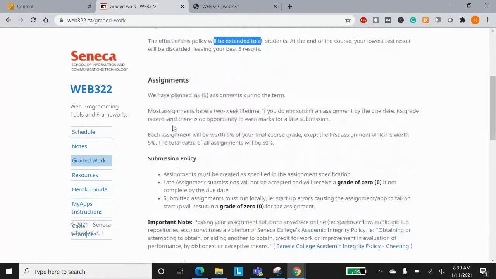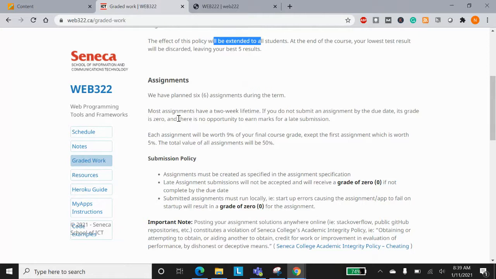Okay, so of course this will be for all students, and your five best results will be taken out. All right. So we have planned six assignments during the term. So six plus six, this is the formula. Most assignments have a 2 week lifetime. If you do not submit an assignment by due date, its grade is zero. So again, we have to follow this zero tolerance in terms of due dates. Please try, because 2 weeks is a good amount of time, and you have all those 15 days, so to speak, or maybe 13 or 14 days that you can work on.